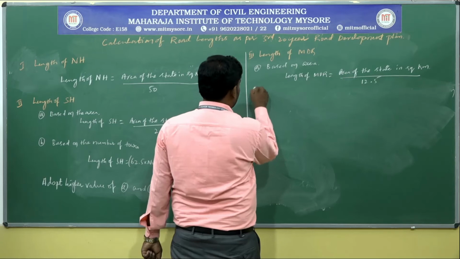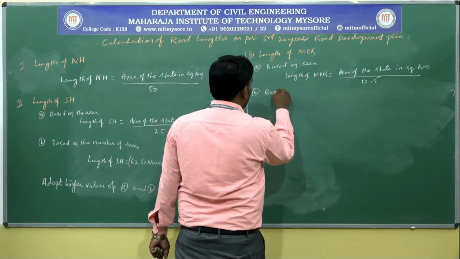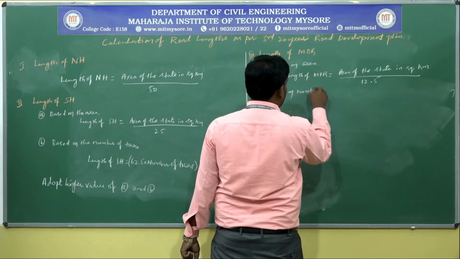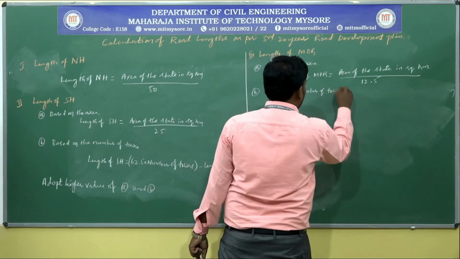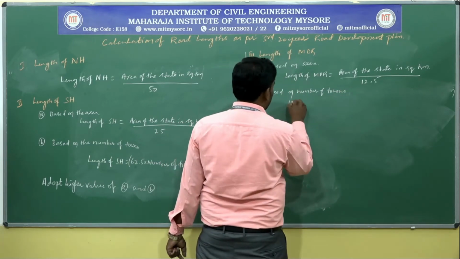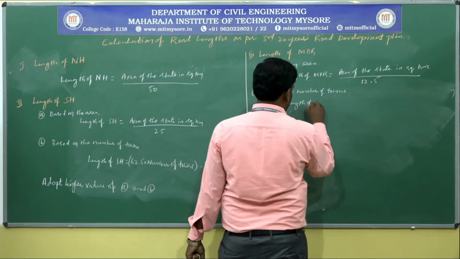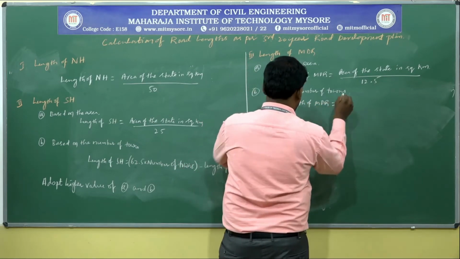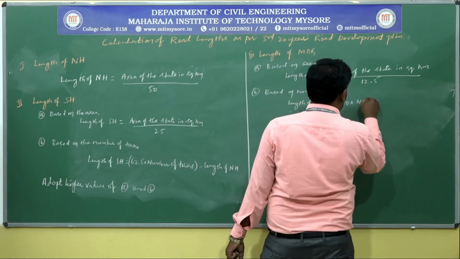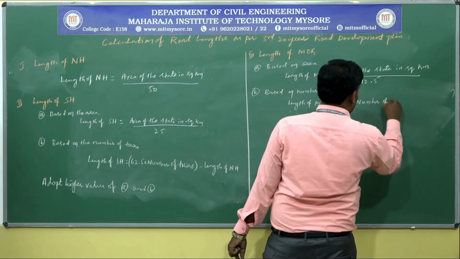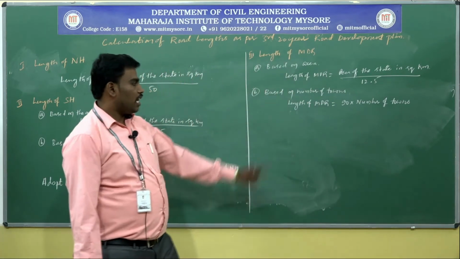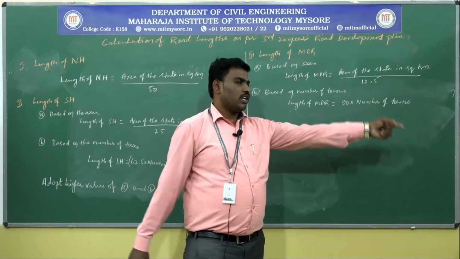Next, number B, based on number of towns within that area. As per this, length of MDR is equal to 90 into number of towns within that area. This also gives the length of MDR in kilometer.